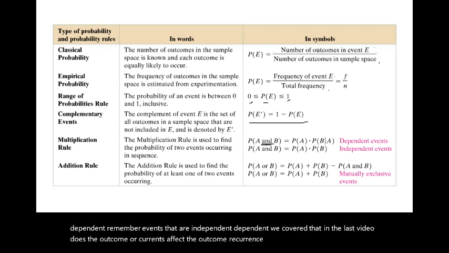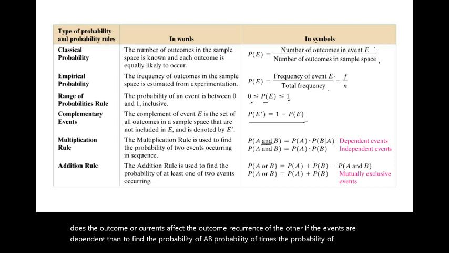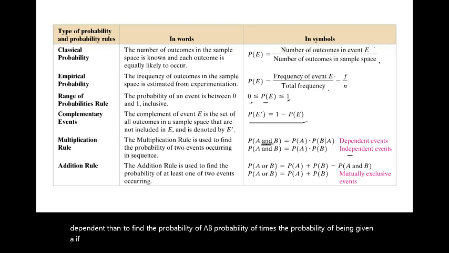If the events are dependent, then to find the probability of A and B, you just do the probability of A times the probability of B given A. If the two events are independent and the probabilities have nothing to do with each other, then to find the probability of A and B, it's just the probability of A times the probability of B.